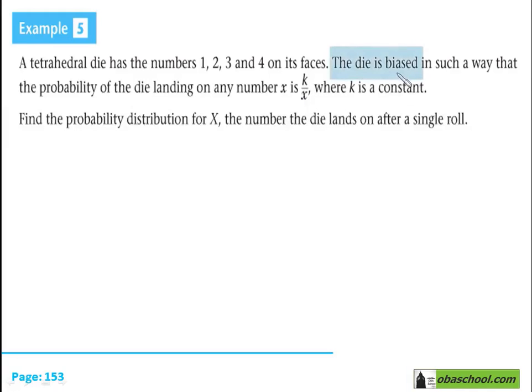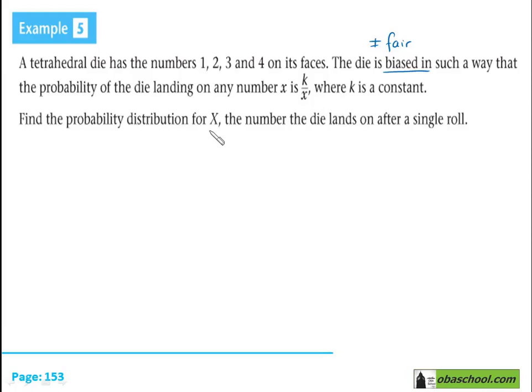Here we have the word biased, which is the opposite of fair. Fair means when the die is thrown randomly and any number can result, so the probability is equal for all the faces. However, biased is the opposite of fair. That means we are throwing it in a way that causes the probabilities not to be equal. The probability is k over x. Find the probability distribution for x, the number the die lands on after a single roll.